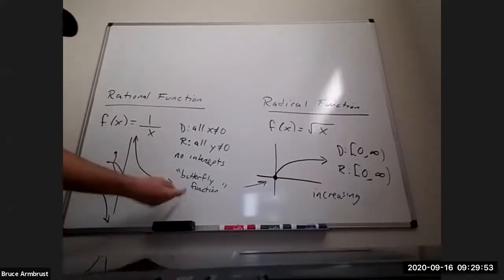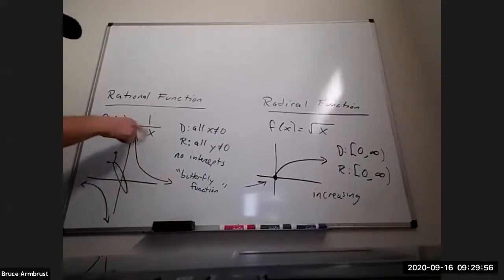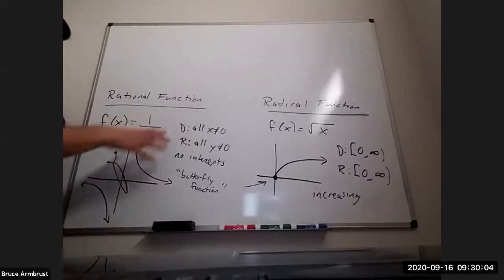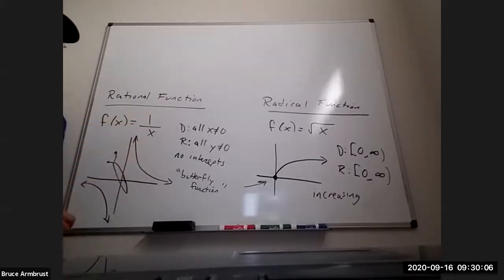Where this really comes up is there'll be another function that we're dealing with, and I'll go, oh, this is just a butterfly function, meaning it looks like this. It just may have been shifted so that its asymptotes are somewhere else. So if you ever hear me say butterfly function, that's what I'm talking about. All right, so there's your rational function.